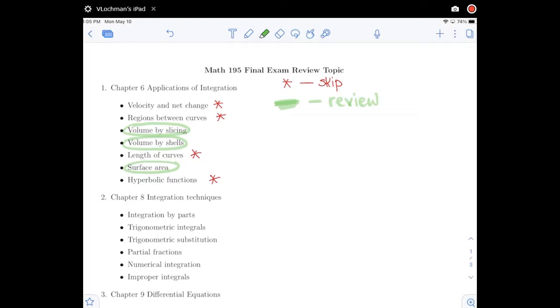Volume by slicing. So there is the general slicing method, right? And then we talked about washer and what's the other one? Disk, right? Okay, volume by shell, surface area. Those are the three topics we need to focus on. Okay, chapter 6. Let's see. Any questions here?